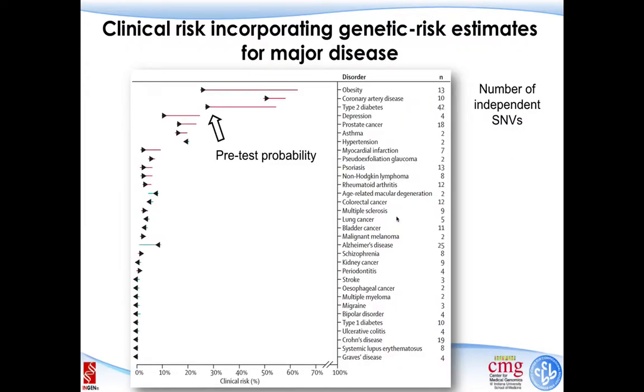So here is an important figure, what they got out of it after going through all this trouble. Let me show you what this really means. X here is the clinical risk, from 0% to 100%. And Y here is each individual disorder, like obesity, coronary artery disease, type 2 diabetes, depression, prostate cancer, asthma, and so on and so forth. In each of the disorders, there is a triangle and a line.